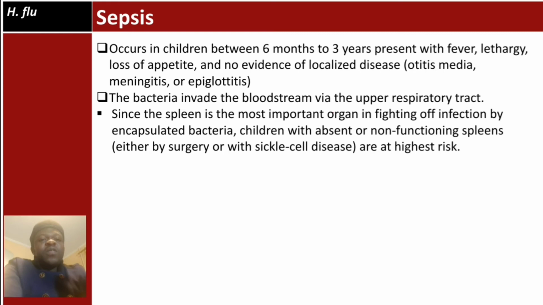Since the spleen is the most important organ in fighting off infection by encapsulated bacteria, children with absent or non-functional spleens, either by surgery or with sickle cell disease, are at high risk, right? So, do you remember three important encapsulated bacteria eradicated by the spleen? If you remember the mnemonic SHiN: Streptococcus pneumoniae, Neisseria meningitidis, and Haemophilus influenzae. Right? Okay.